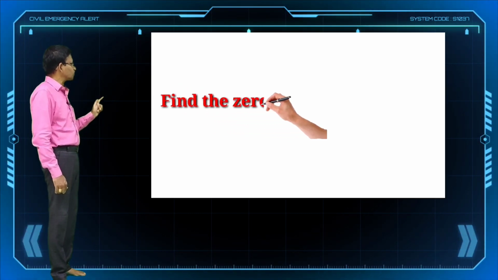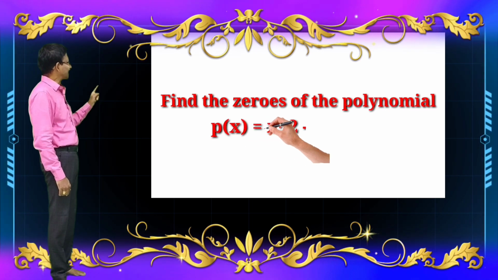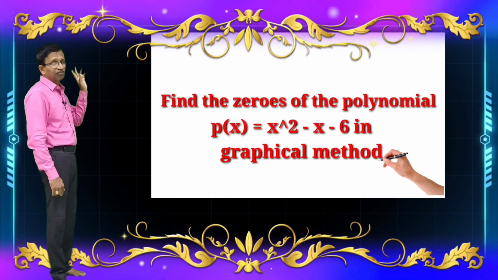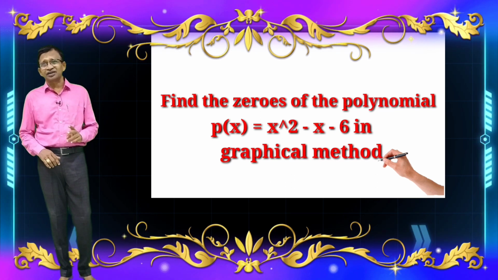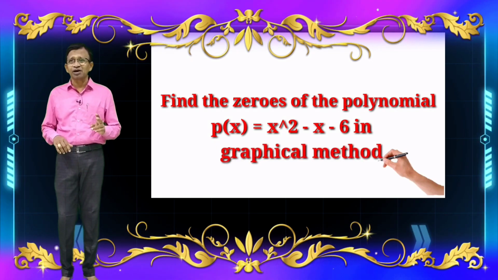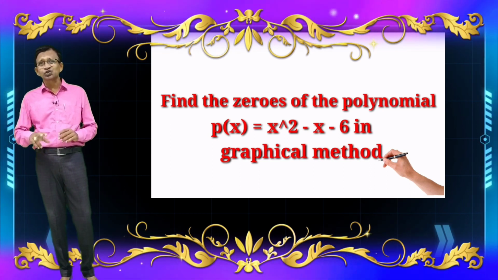Now coming to the problem. Find the zeros of the polynomial p of x is equal to x square minus x minus 6 in graphical method. Obviously, we know that it is a quadratic polynomial. The degree of the given polynomial is 2. Hence, it has two zero values.